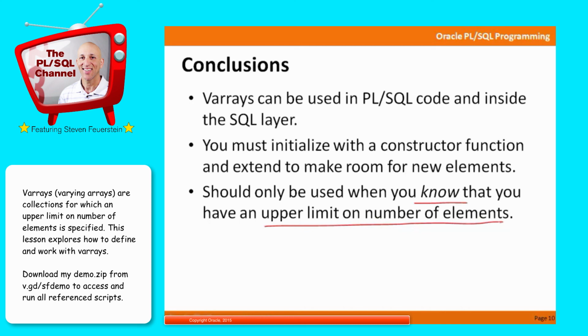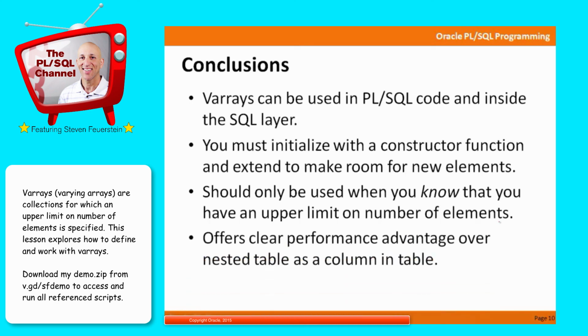But when you do know that, specifying the VArray limit is a nice way to declaratively assert that you can't have more than this amount in your collection. So I think it's pretty rare that you're going to run into the opportunity or the need for a VArray. But when you do, it makes for a very nice fit. And especially if you're going to be putting data inside a column in the table as a nested collection, whether it's a nested table or a VArray. Again, if you have an upper limit on the number of elements, like the number of months in the year, then you should definitely use a VArray because you will get a clear performance advantage over using a nested table.